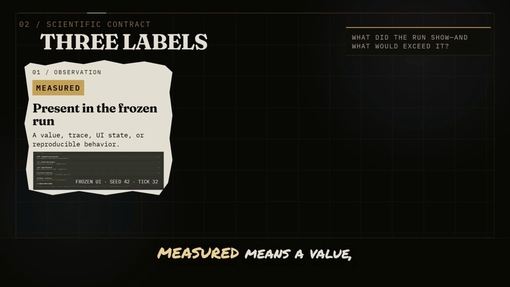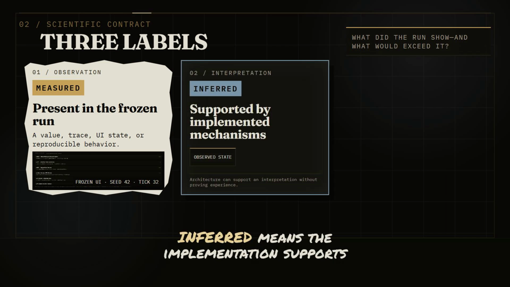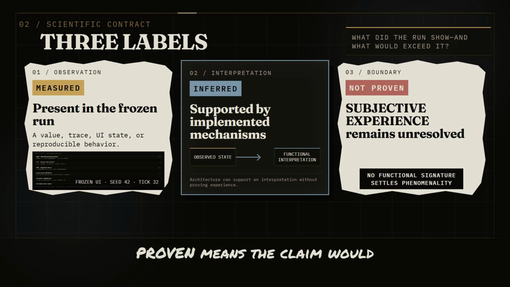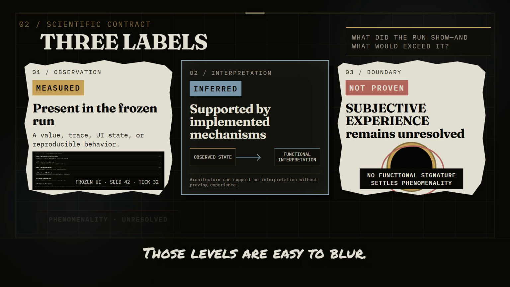MEASURED means a value, trace, or behavior appeared in the frozen run. NFRD means the implementation supports a functional interpretation. NOTPROVEN means the claim would cross from mechanism into subjective experience. Those levels are easy to blur.